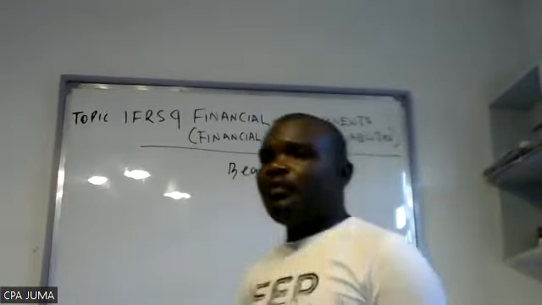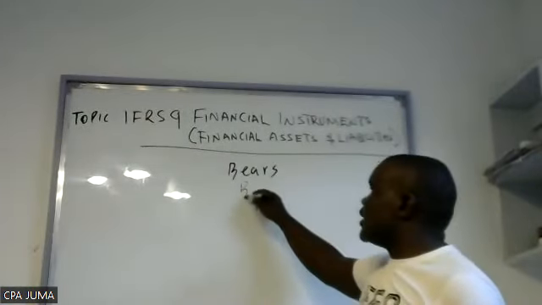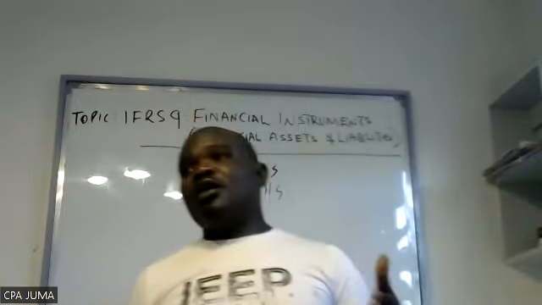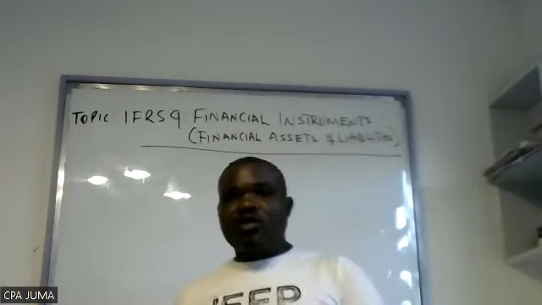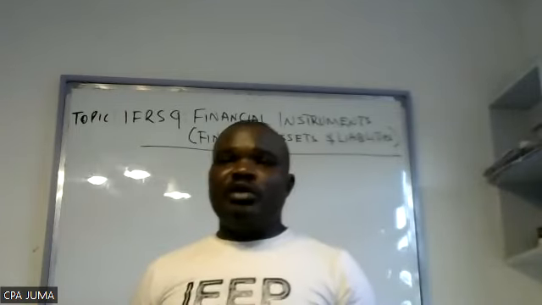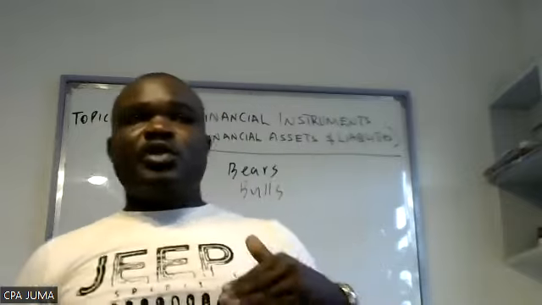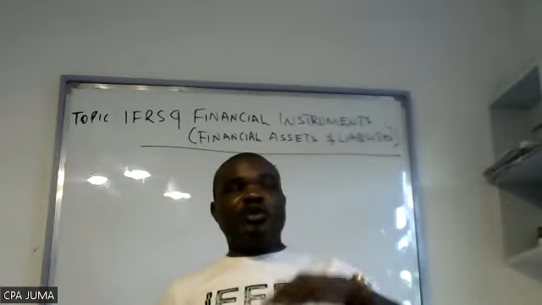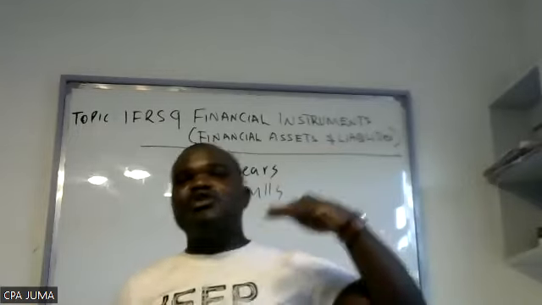We have the bears and we have the bulls. That is true. So bears is normally when the market price goes down. They become affordable. Bulls, when we talk of the bulls in the stock market, we are talking about when the prices are up.